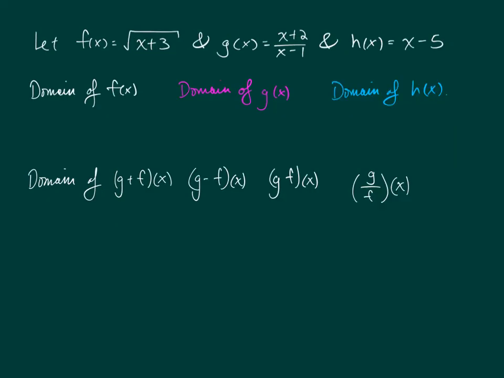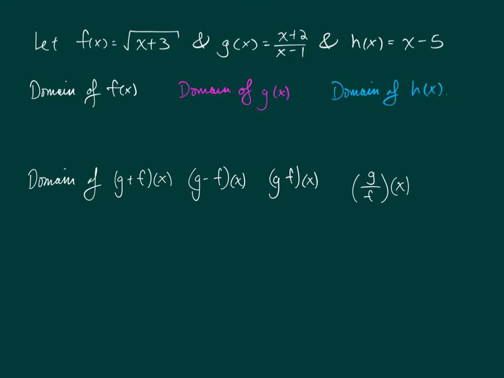On this slide, we will start getting into function operations, or combinations of functions. So you can see that there is a function f of x, which is the square root of x plus 3. We have a function g of x, which is x plus 2 over x minus 1. And here, h of x is just the function x minus 5. And so we're, right off the bat, being asked to find the domain of all three functions.